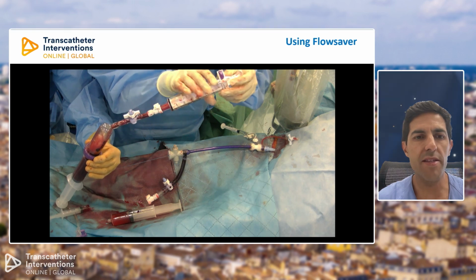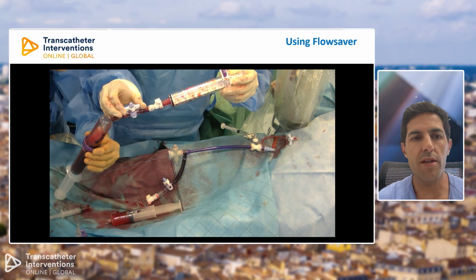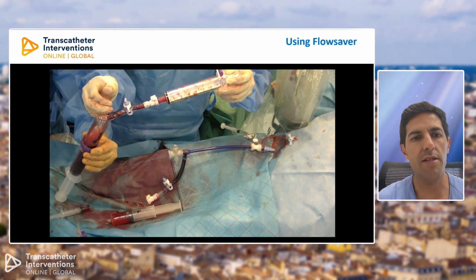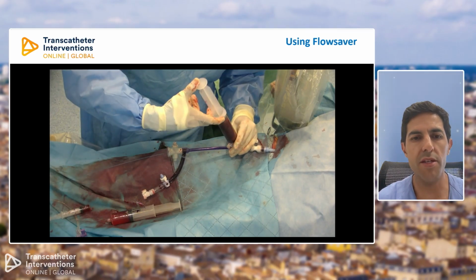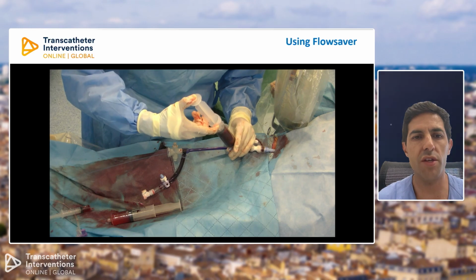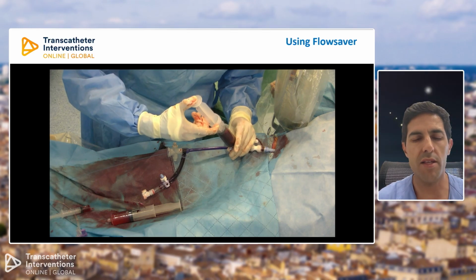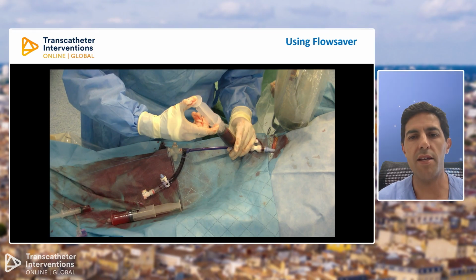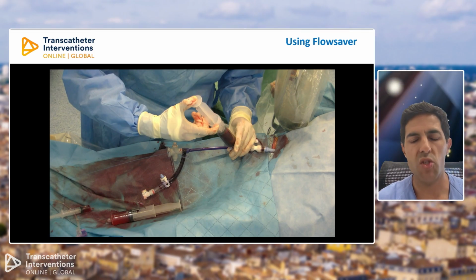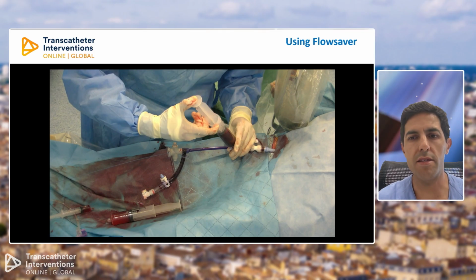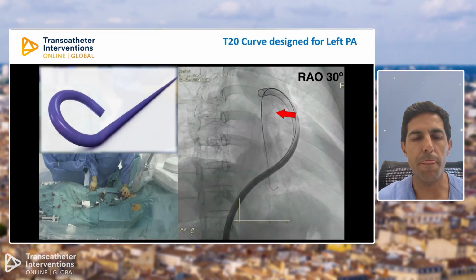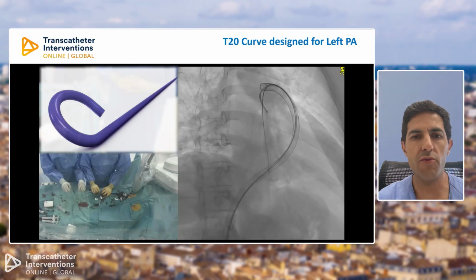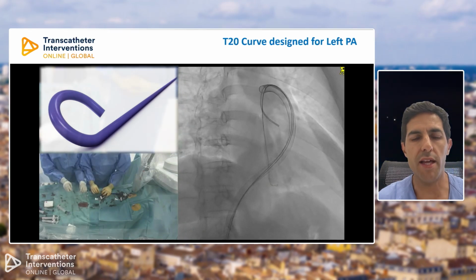This will be the FlowSaver drill. You filter the blood. You are loading the blood in a 50 cc syringe on the left, and you are disposing of the thrombi. This syringe is going back to the patient through the sheath. In this case, it was a Gore DrySeal, but frequently it will be your entry sheath, okay? And this is safe, and it has been tested for several hematological tests that this is safe enough to be returned to the patient. This would be the T20 curve, which is relevant for the left pulmonary artery.